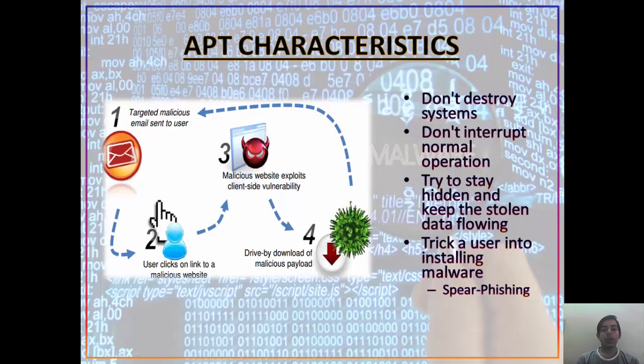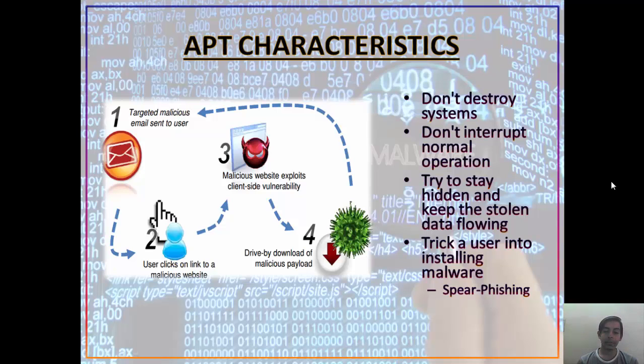Alright. Now, what is an APT? Some characteristics of APT are: it doesn't destroy the systems, doesn't interrupt normal operation, tries to stay hidden and keep the stolen data flowing, and tricks a user into installing malware, which is basically known as spear phishing. Now, as you can see here, this is how an APT attack is performed. A targeted malicious email is sent to the user. The user clicks on the link to a malicious website. The malicious website exploits a client-side vulnerability, and a drive-by download of a malicious payload occurs into the client system. This is how a very basic APT attack takes place.